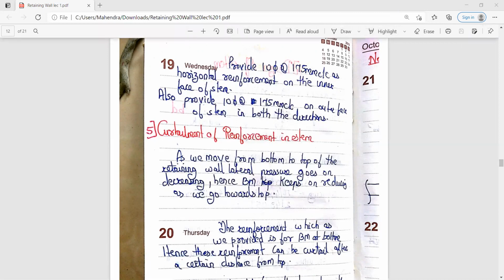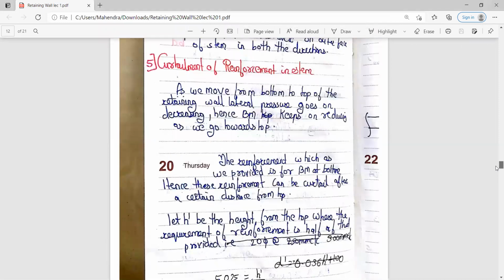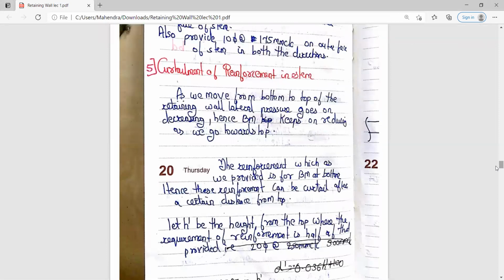Okay. Then proceeding for the curtailment of the reinforcement, as you know, as we move from the bottom to the top of the retaining wall, what happens? Lateral pressure goes on decreasing. So as lateral pressure goes on decreasing, bending moment keeps on reducing.